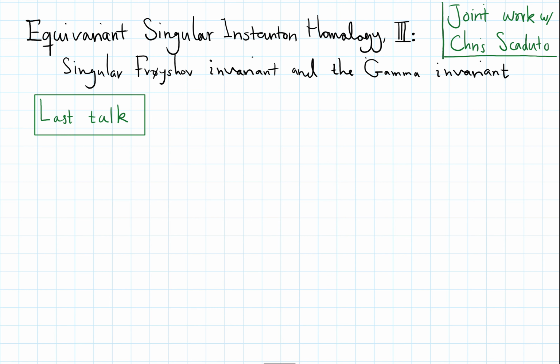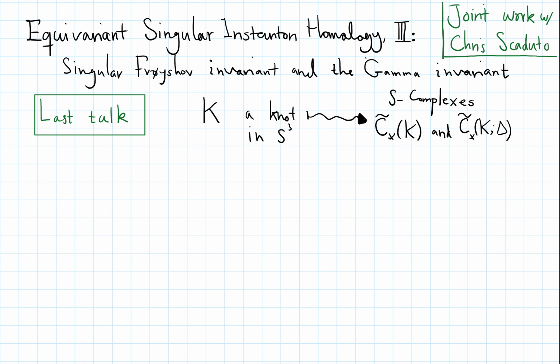In the last talk, in part 2 of this series of talks, Chris explained how to associate to a knot in S3 an S complex. In fact, he talked about two different S complexes. One is the one which is given by Z coefficients, the other one was an S complex which is defined in terms of some local coefficient system.